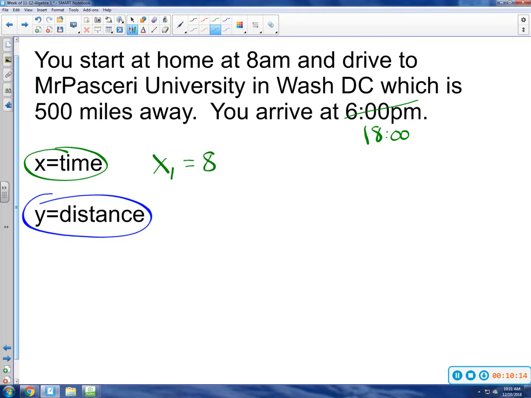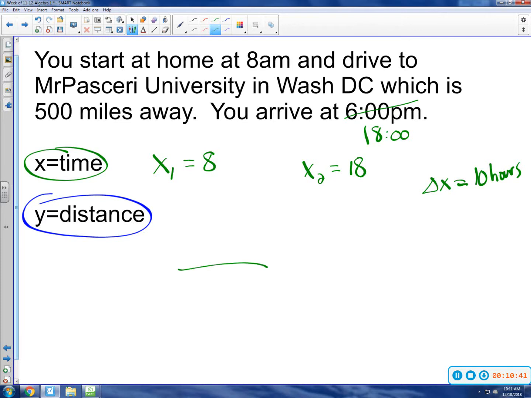How many hours does it take? Well, let's not even say that yet. Before you tell me, can you tell me what you would call x2 then? What would you say time 2 is? X2 would be the distance, like 500 miles. Well, actually, x is relating to time. So x2 is going to be 18. So I want to know what is the change in x, which is the change in time. The change in time. You said you knew that. 10 hours.